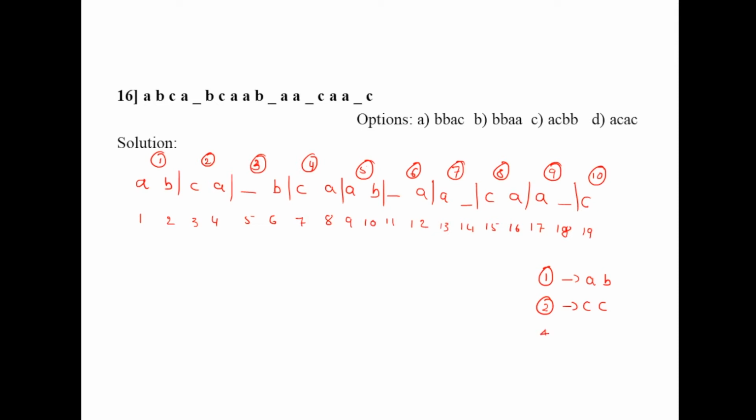Write down the completed series. Fourth group is CA, second group is CA, fourth is CA. Next, fifth one is AB. Again, sixth one is not completed. Eighth one is CA, right? Again, ninth one is not completed.